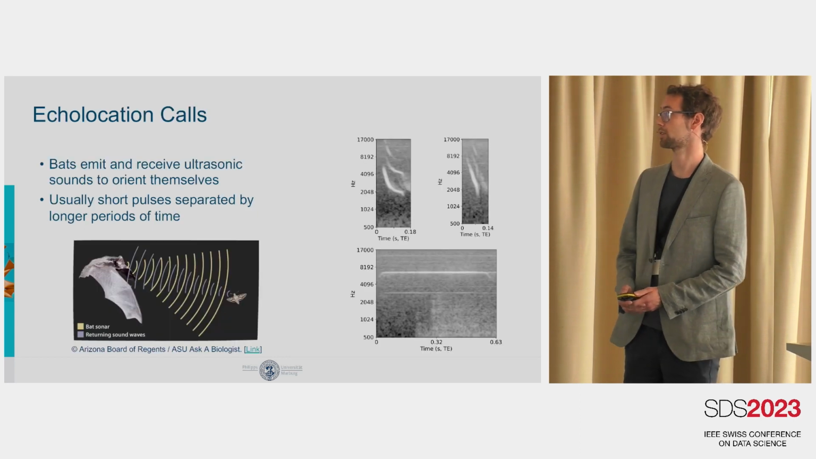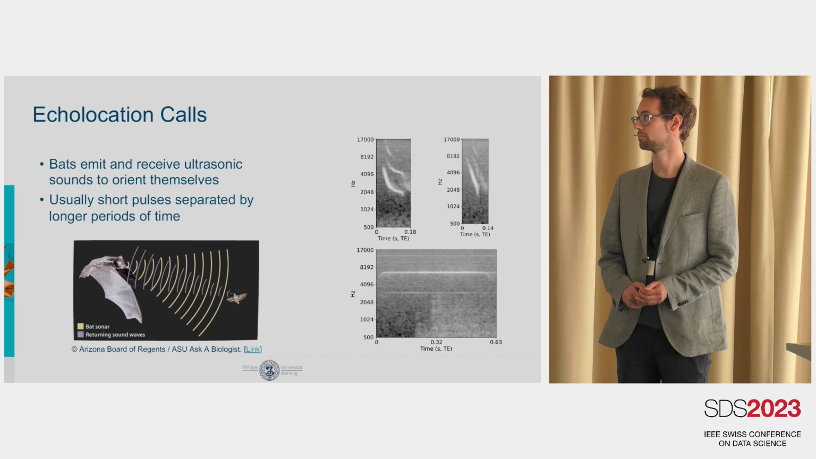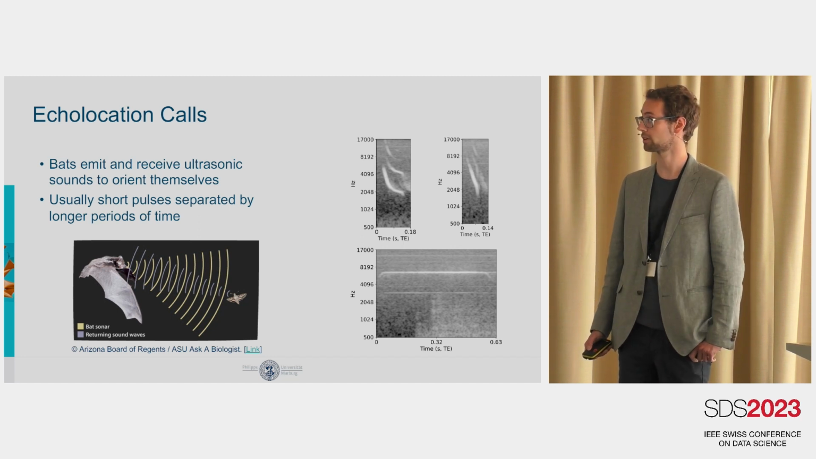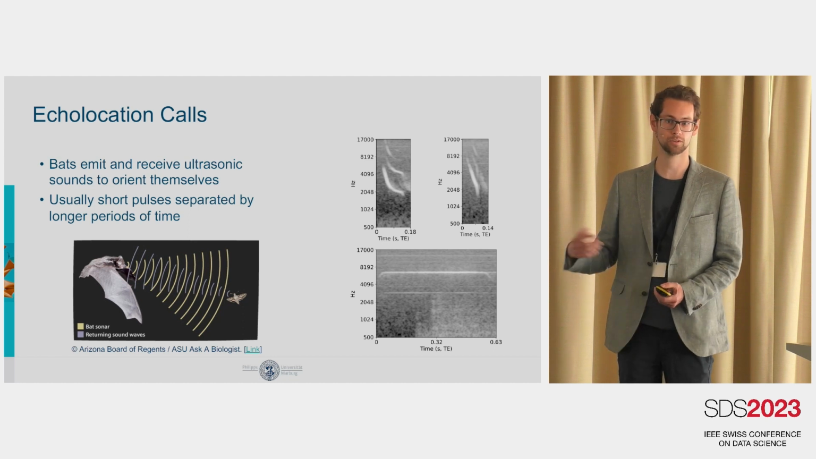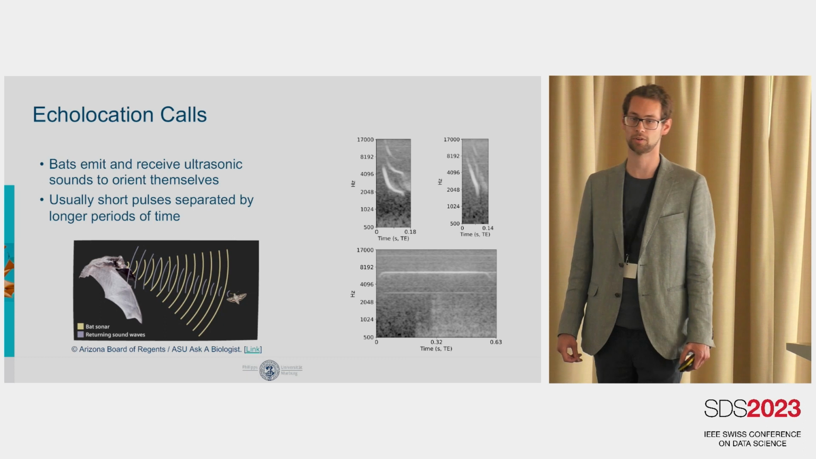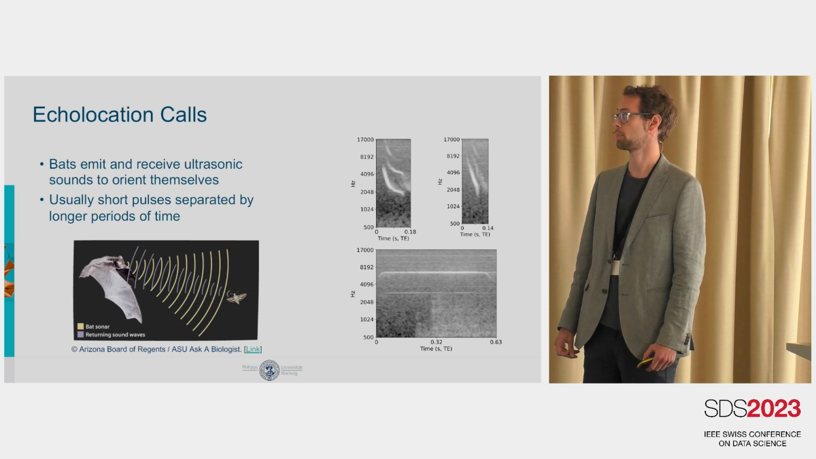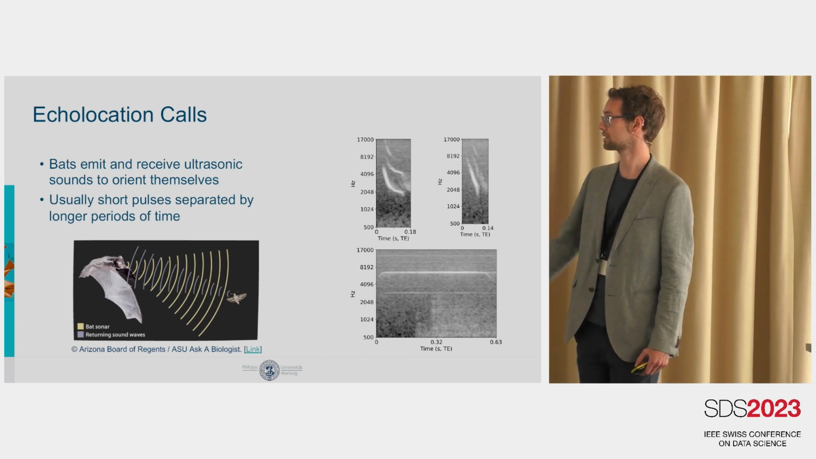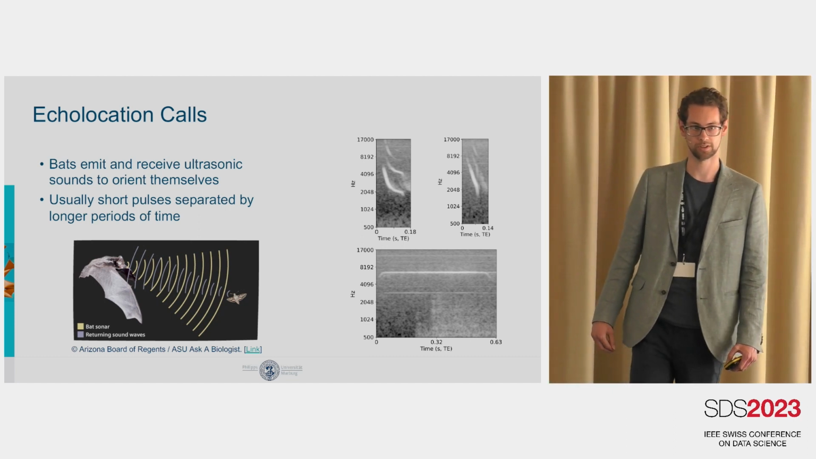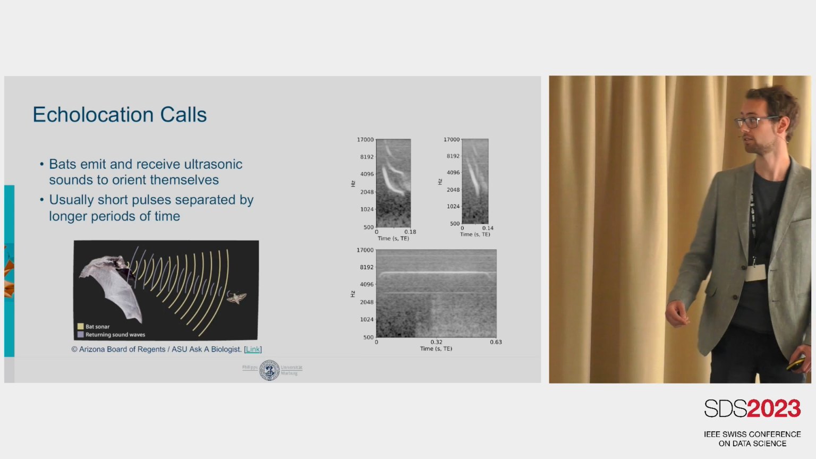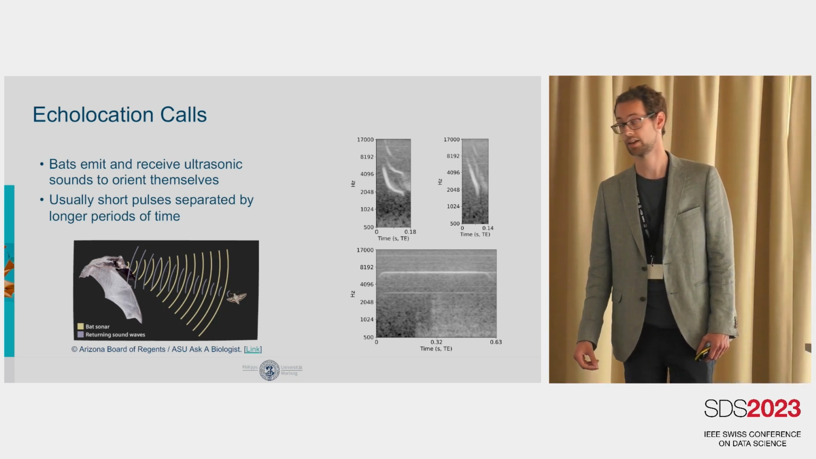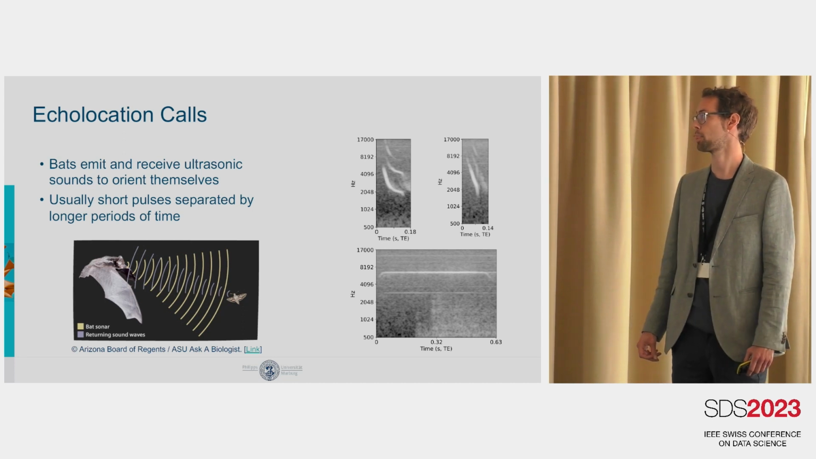And so here we have some examples. Bats emit ultrasonic calls for orientation, so they wait for the echo to return and can then draw conclusions about their environment from it. And usually it's short pulses like these here, and they are separated by longer periods of time. So the bat does not risk deafening itself, but can receive the echo and analyze it.